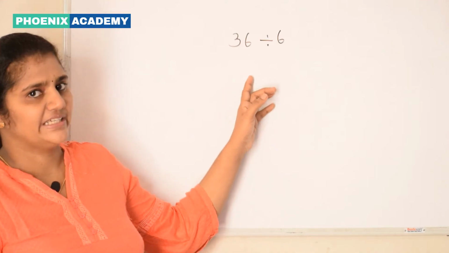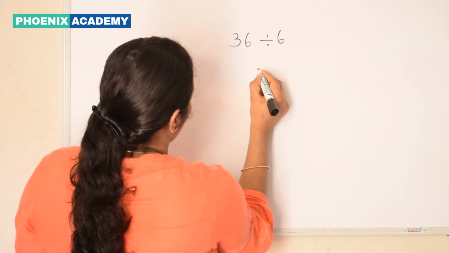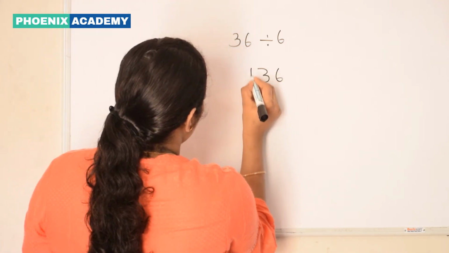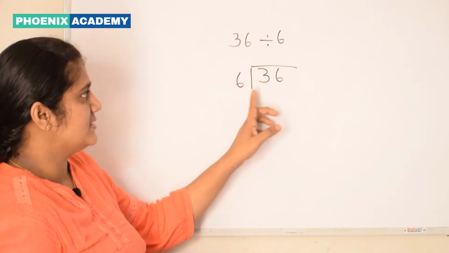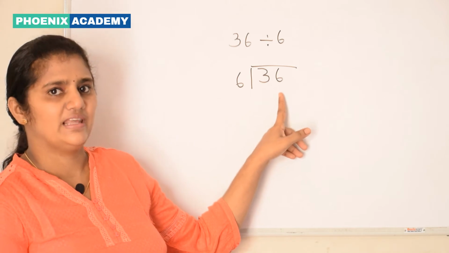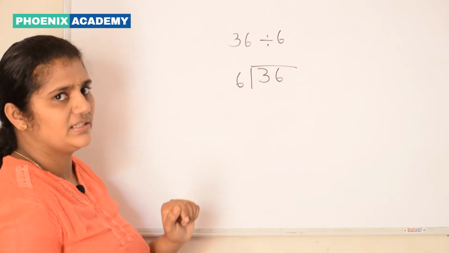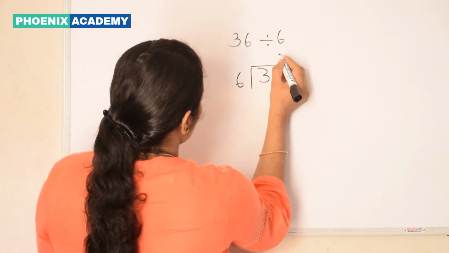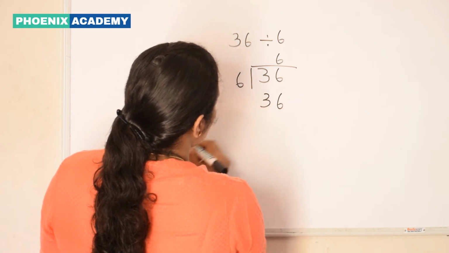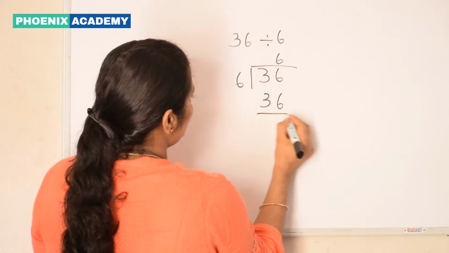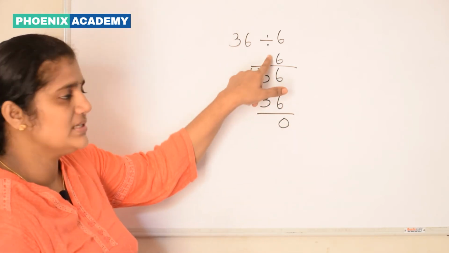Let's divide 36 by 6. Let's arrange the numbers like this and say the table of 6 till you reach 36 or less than 36. Here 6 6s are 36. So at quotient's place we write 6. 36 right below the dividend and subtract. We get 0 as the remainder and quotient is 6.